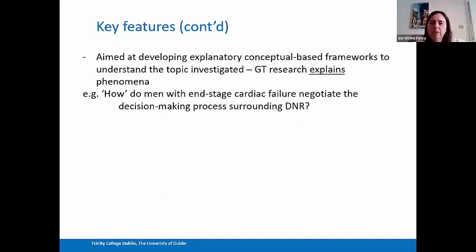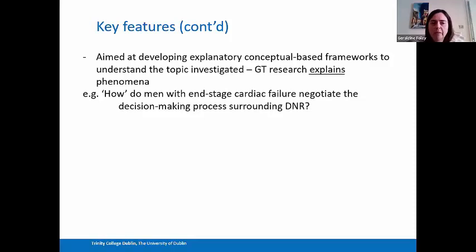Many PhD students will ask, what's the difference between GT and other qualitative methods? Beyond theoretical sampling, you should be developing a conceptual explanatory framework that explains the process you're investigating. So not just describing, but actually explaining. GT is all in the explanation. That's the key difference from general thematic analysis, which doesn't explain but rather describes.